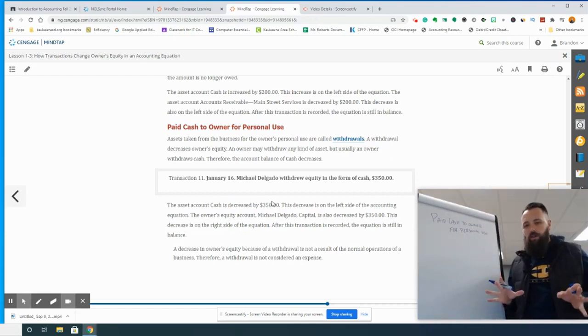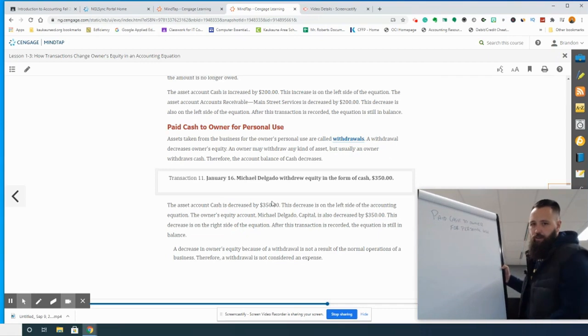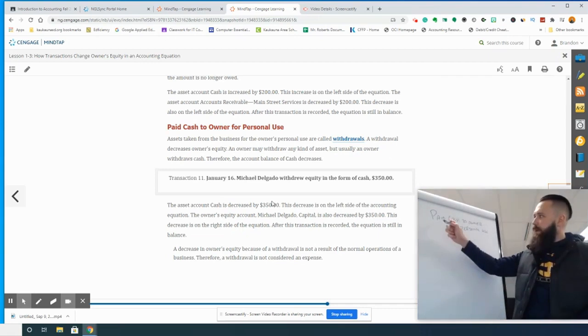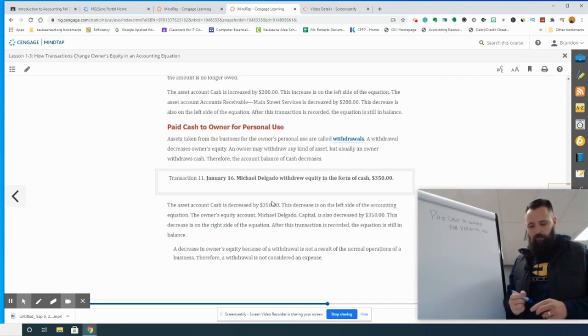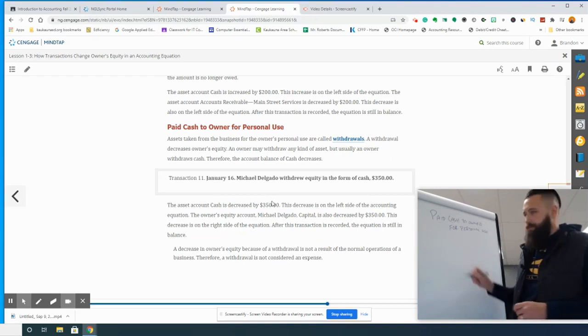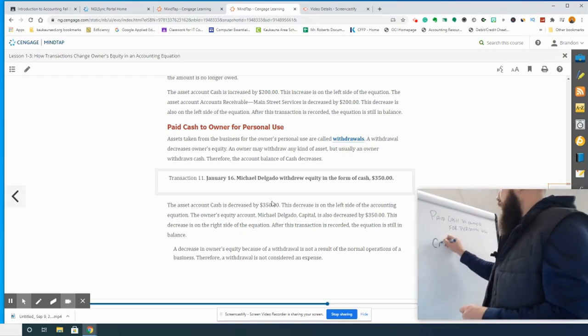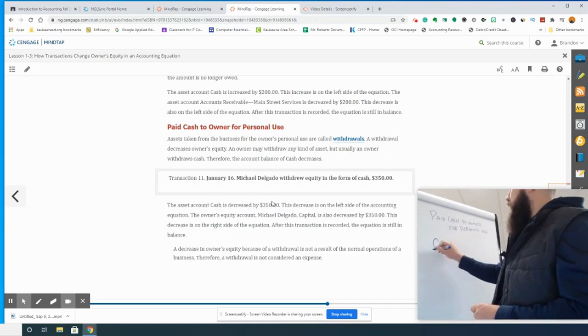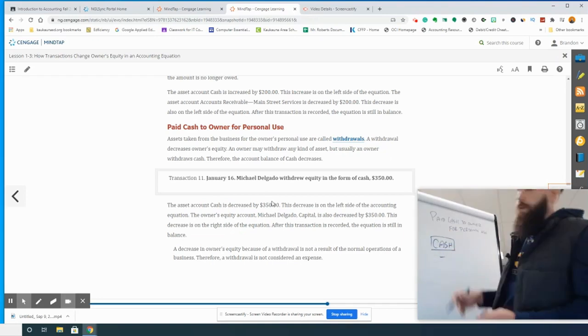Just looking at the words, okay? Looking at the words that we have. Paid cash. What's happening first and what's affected? Well, cash is going to go down, right?